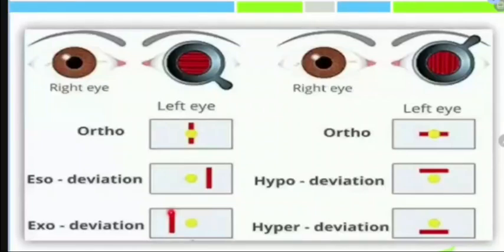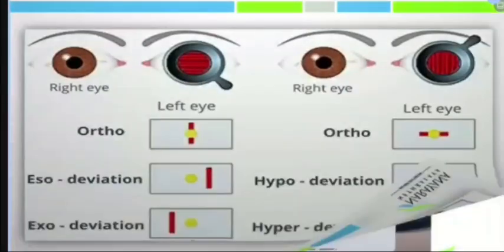The line is down and the light is up, it means the patient has a hyperdeviation. And in this test, we can also measure it with the help of Fourier cords. These are the Fourier cords which can be used for both distance as well as near. These small lines and small numbers are used for near, and these big numbers are used for distance.